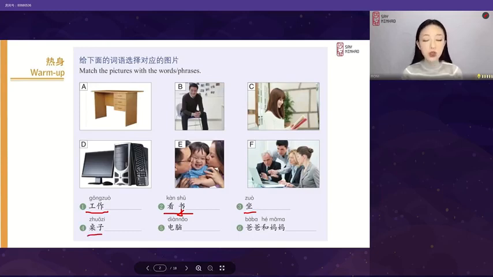And next one is 桌子. This means desk. Next one is 电脑, which means computer. And last one, really easy, 爸爸和妈妈. 爸爸, we know it means father. 妈妈 means mom, and 和 actually means and. So this means father and mother. Now let's try to fill in the blanks. I will give you 10 seconds.